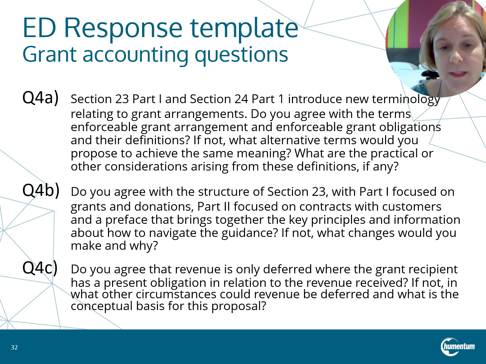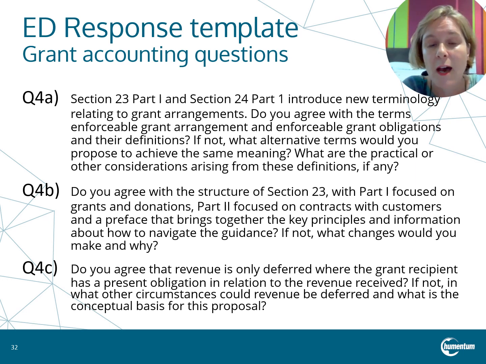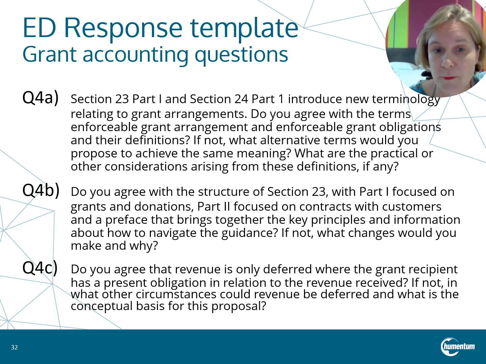And then question 4C. Do you agree that revenue is only deferred where the grant has a present obligation in relation to the revenue received? What other circumstances could revenue be deferred, and what's the conceptual basis for this proposal? If you like the idea of matching, or you like the idea that if a grant relates to a future year you'd want to defer it, this is your place to say what you would like and why, and what's the conceptual basis for it.